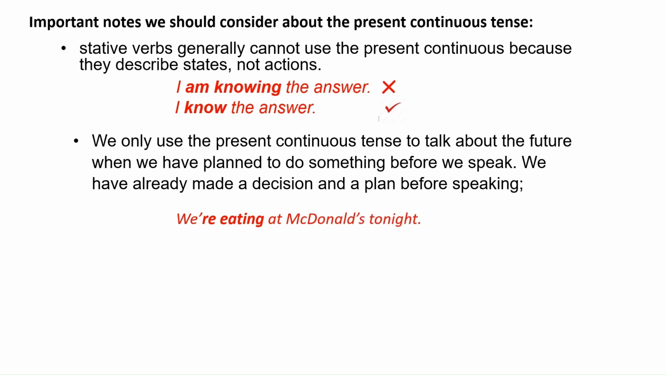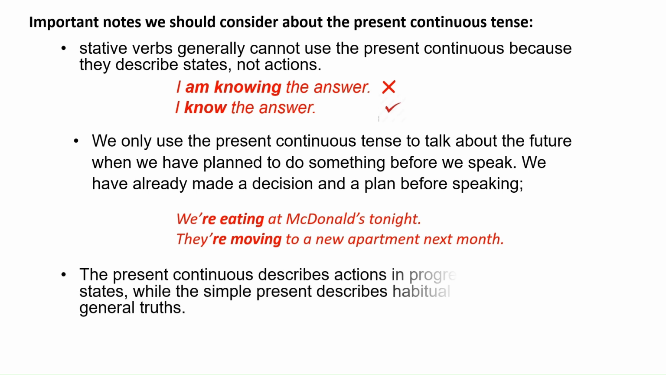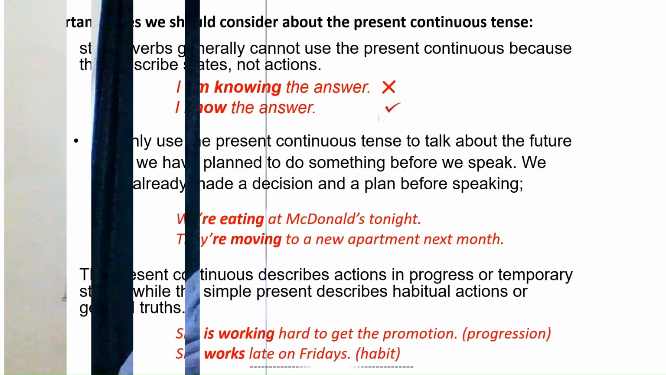Note number 3: the present continuous describes actions in progress or temporary states, while the present simple describes habitual actions or general truths. For example, she is working hard to get the promotion. In this example, we wanted to illustrate a state of being progressing temporarily. But in the sentence, she works late on Fridays, we wanted to talk about a habit that is performed regularly.